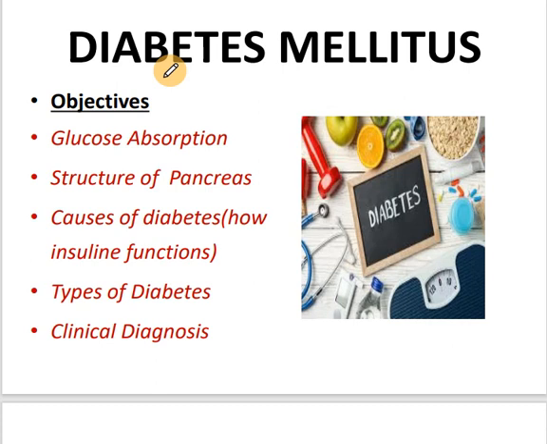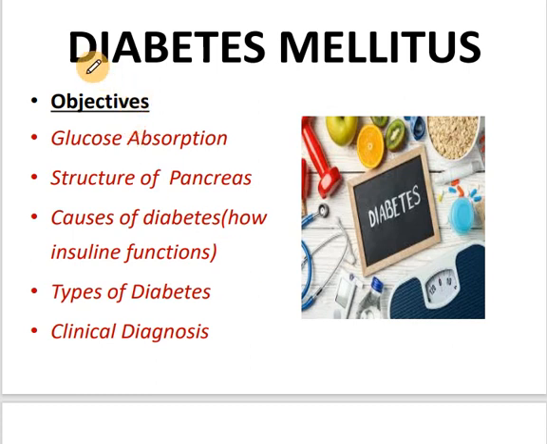So the objectives of this video today are: we are going to look at glucose absorption from the gastrointestinal tract, the GIT. We are going to look at the structure of the pancreas. We'll look at the biochemical causes of diabetes, that is, how insulin functions in the human system. We're going to look at types of diabetes. Then basically the clinical diagnosis of diabetes. So this is where our video is going to focus for today.